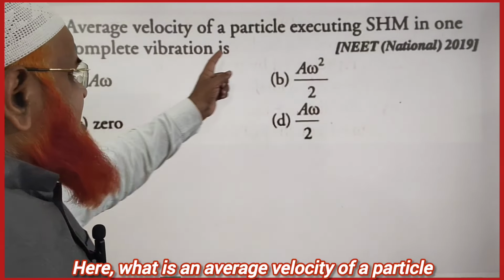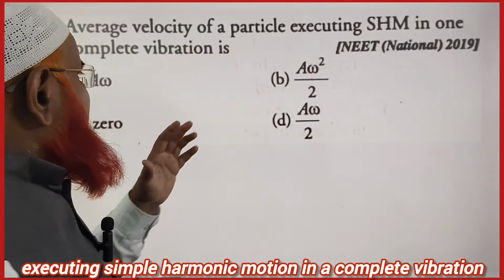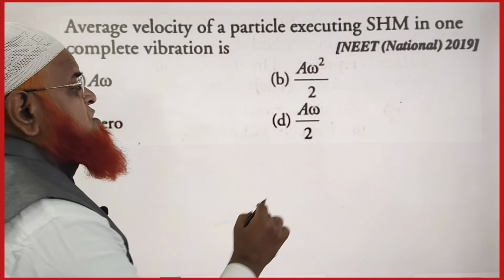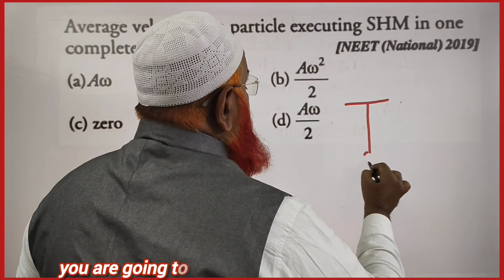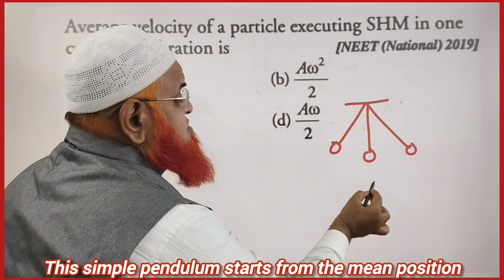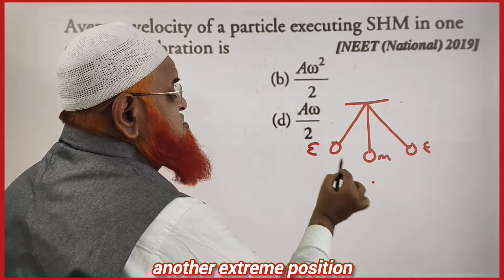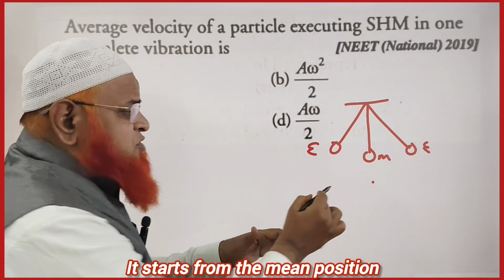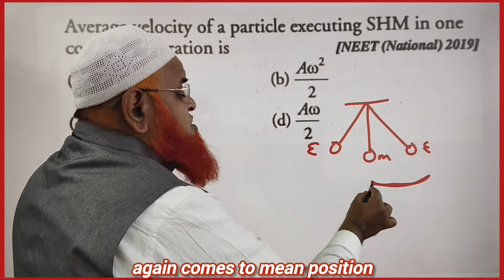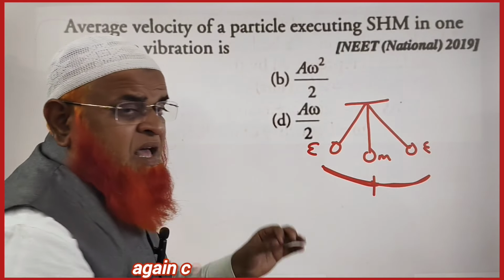Here, what is the average velocity of a particle executing simple harmonic motion in one complete vibration? Let us discuss that now. Just see. Here, for example, you are going to take the same simple pendulum. This is the mean position and these are the extreme positions. It starts from the mean position and goes to the extreme position, again comes to the mean position, goes to the other extreme position, and again comes to the mean position.